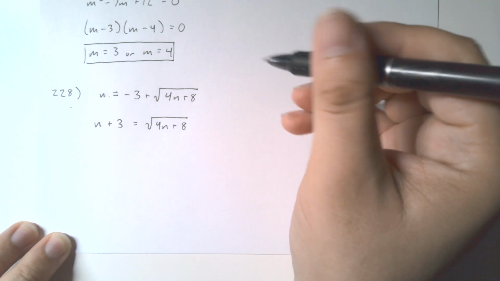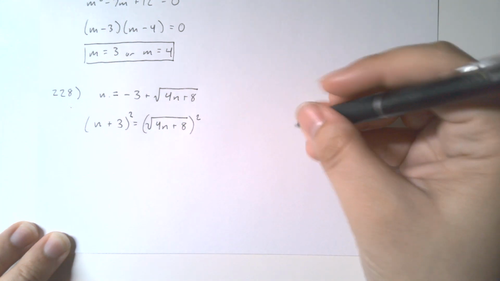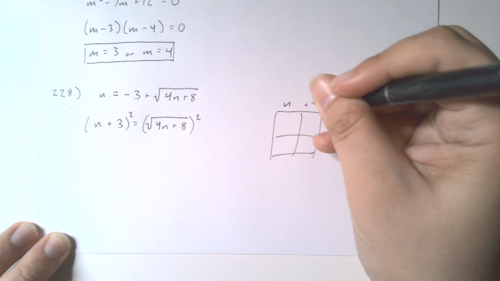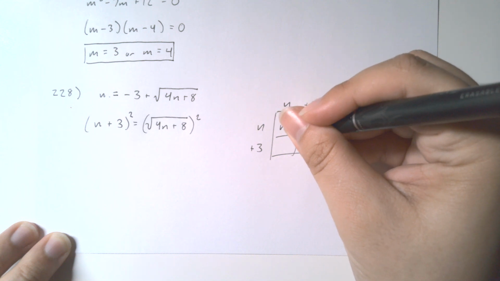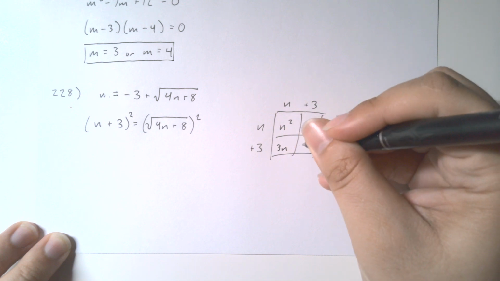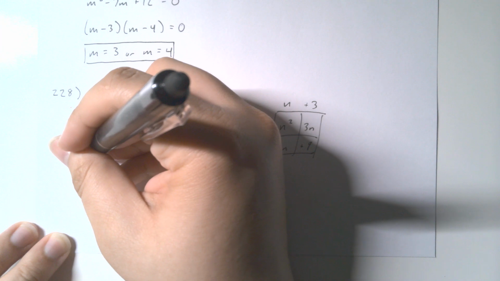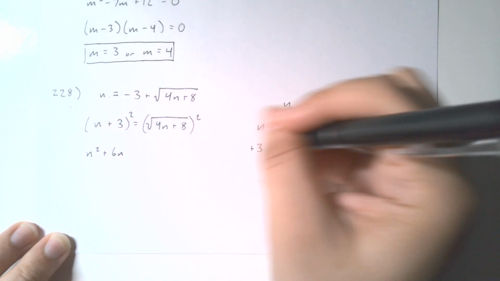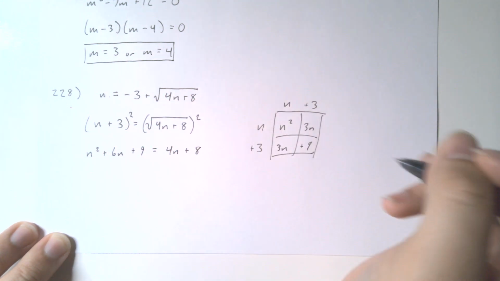We want to square both sides. Make a box over here. We have n plus 3 times n plus 3. n times n is n squared, plus 3n plus 3n, and then plus 9. Adding all of this together, we have n squared plus 6n plus 9. And this will be equal to 4n plus 8.